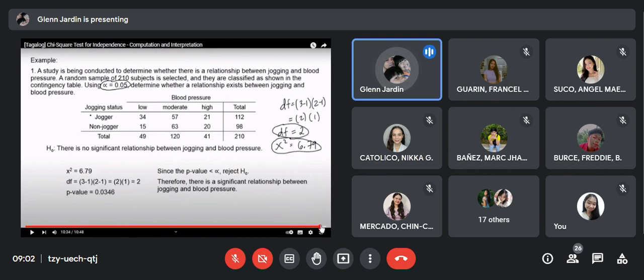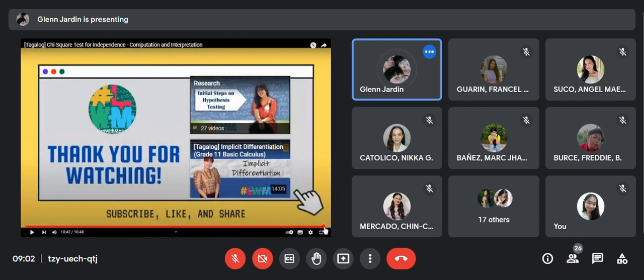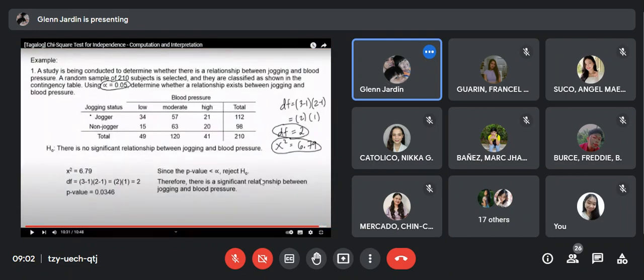Okay. What he did here, class, there are two ways of interpreting the value. He used the p-value from the computation. Whereas we can also use the difference between the chi-square from the table and the chi-square we computed, which is higher, compared with the chi-square value in the table, 5.992. This is higher. So meaning to say, it falls in the region of rejection of our normal distribution, which is why he rejected, no?